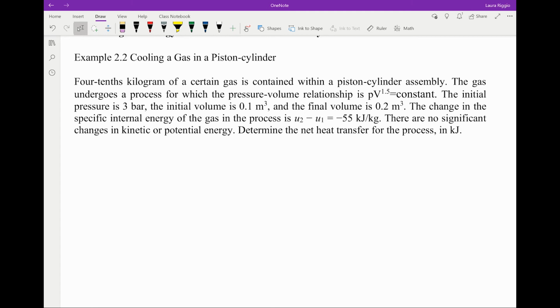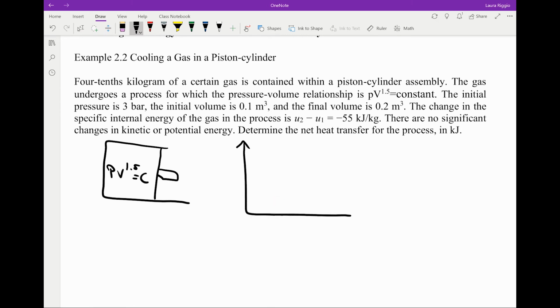So we have gas in a piston cylinder assembly where PV^1.5 equals a constant. It's undergoing a process where it expands from state 1 to state 2, from 3 bar and 0.1 meters cubed to 0.2 meters cubed and an unknown pressure.